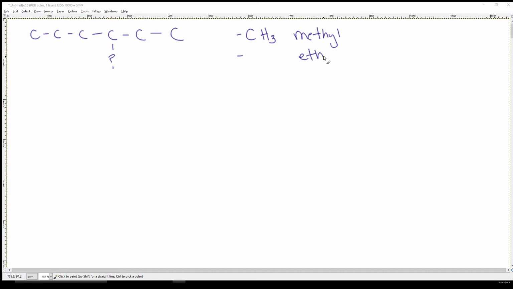How many carbons would an ethyl group have? It would have two. Or you could have a propyl group with 3 carbons.